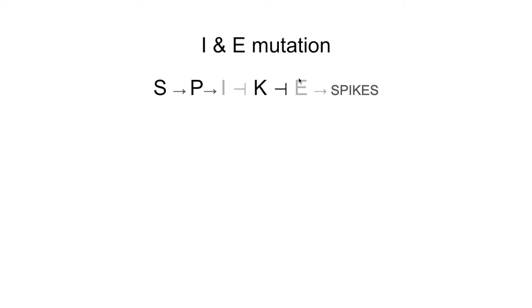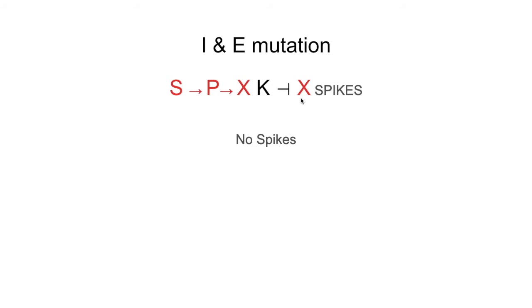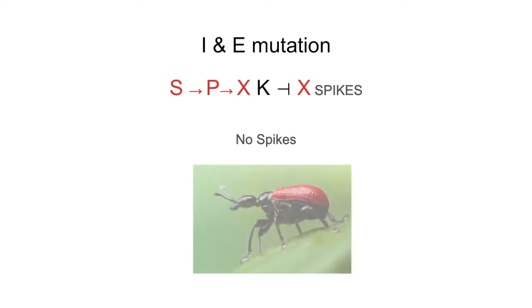If I is removed, then S and P, we don't need to focus on them because they're just used to stimulate I. I cannot block K, but since E is not part of the pathway anymore, it cannot be used to stimulate the production of spikes on a spiny beetle. Therefore, this again will produce no spikes on a beetle.